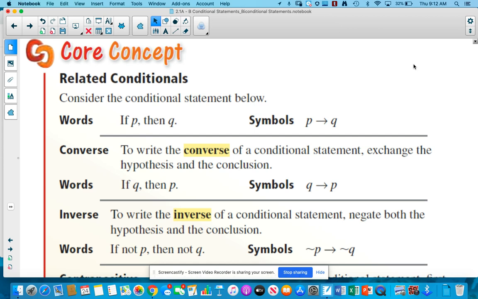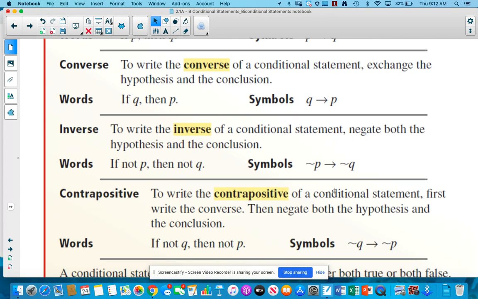Okay, so now we're going to talk about related conditionals. For example, we know a conditional is if P then Q. So P implies Q. So the converse of that is if Q then P. So Q implies P. The inverse of this is if not P, then not Q. So not P implies not Q. So that is your inverse.